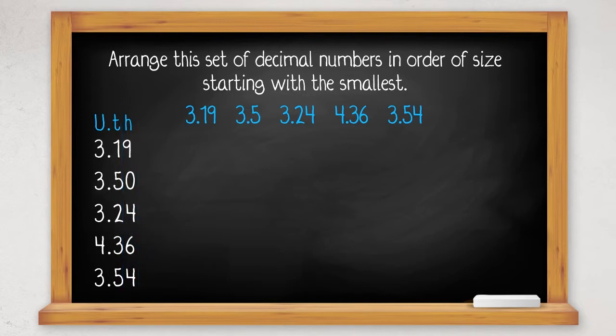Start looking for the smallest number by comparing the figures in the first column. 4 of them all have the smallest number of 3. So to determine which is the smallest, we have to look at the figures in the next column, the first decimal place.